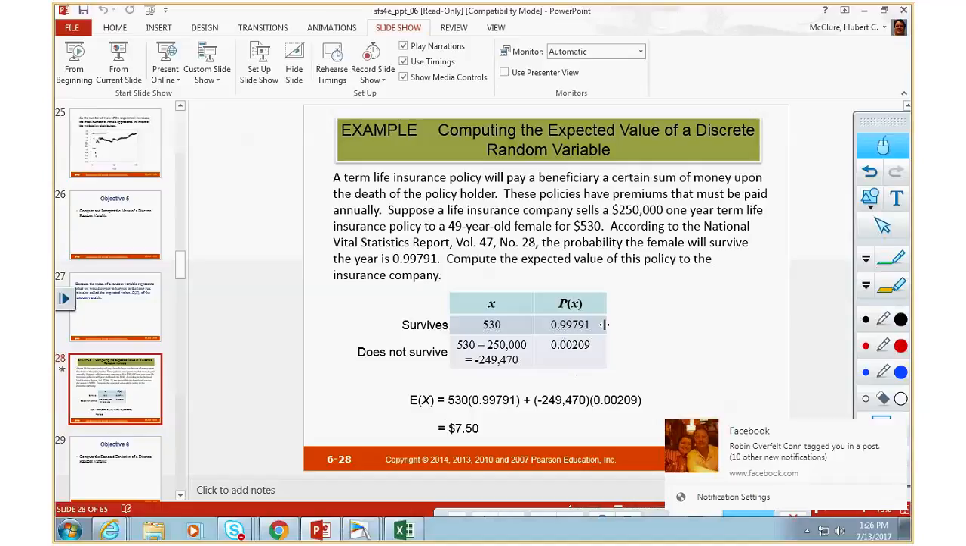$249,000. You see where that's coming from? And now you just set it up as multiply. What do you do? You add them up. That's what you're doing. Okay. And it says compute the expected value of this policy to the insurance company. $7.50. So you're worth less than $10 to the insurance company.